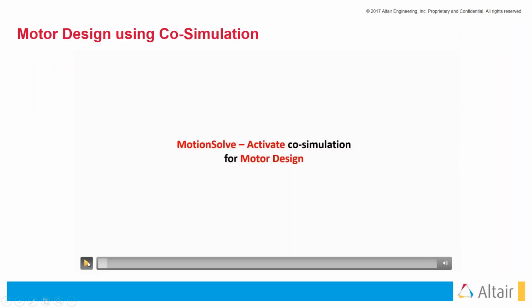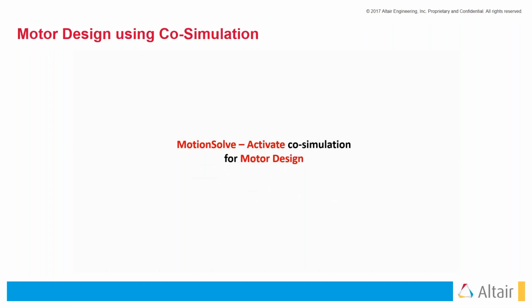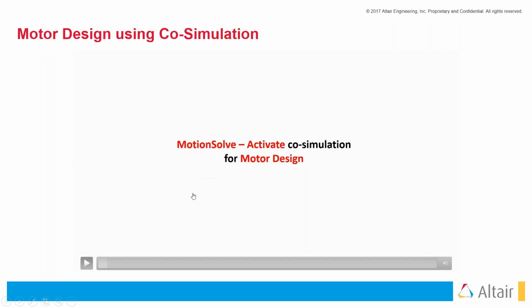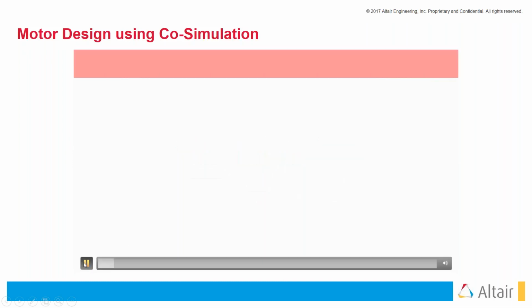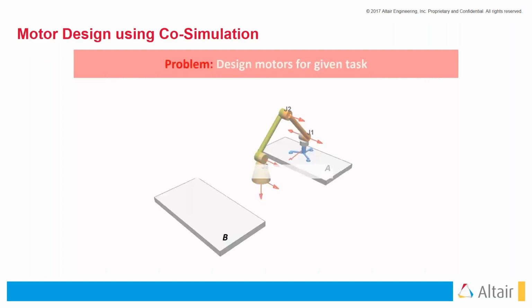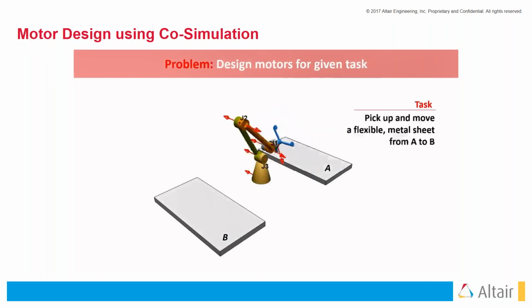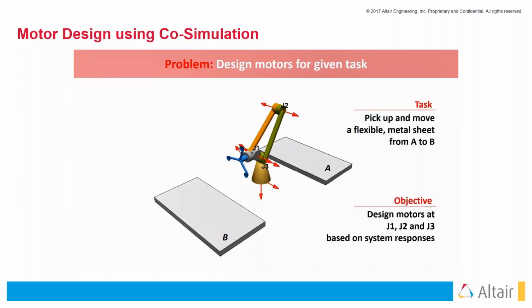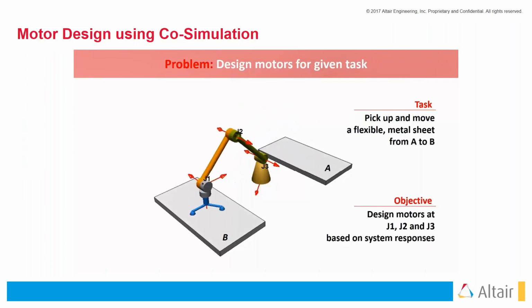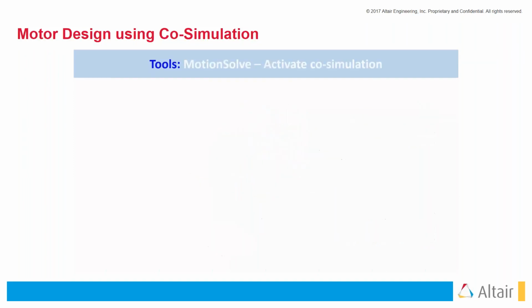Another example, motor design using co-simulation. In this, we used MotionSolve coupled with Activate, and we have also used OptiStruct. Motor design is taken care of in Activate. If you look at this example, the problem is designing a motor for a given task: pick up and move a flexible metal sheet from an object A to B. It has 3 joints and there are 3 motors, J1, J2 and J3, that we use with Modelica, a physics-based motor design.